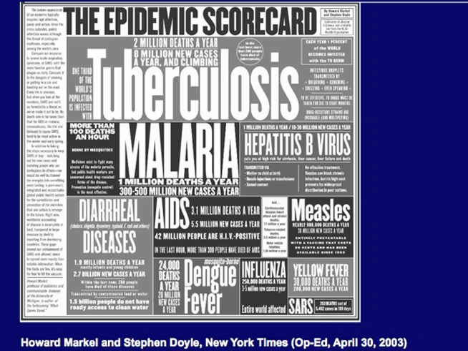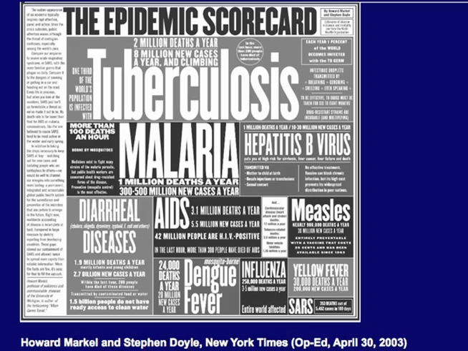This is actually from an op-ed piece in the New York Times, written at about the time of the SARS epidemic, April 30th, 2003, by Howard Markel and Stephen Doyle. It's presented in a banner format, and the size of the banner indicates the burden of disease. The most generally accepted way to measure burden of disease is deaths plus disability induced by the disease. So you can see, you were absolutely right. Tuberculosis, in fact, is the most important disease from the point of view of burden.